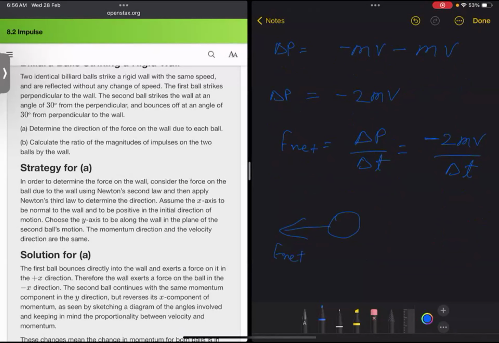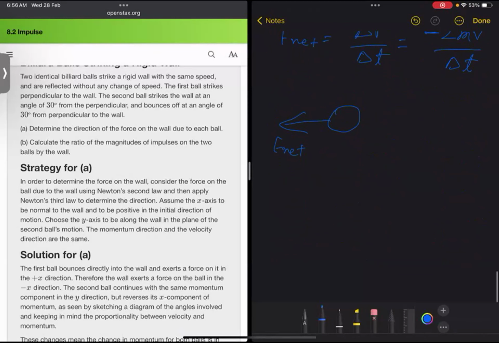So by Newton's third law, when the ball just struck the wall, let's say it was here, the wall has imparted a force on this ball in this direction. So by Newton's third law, what will be the direction of the force applied by the ball on the wall?